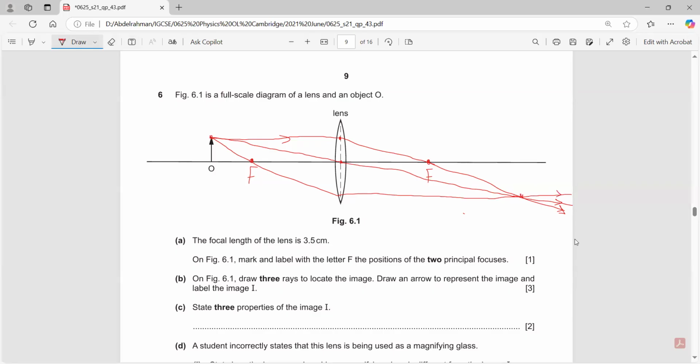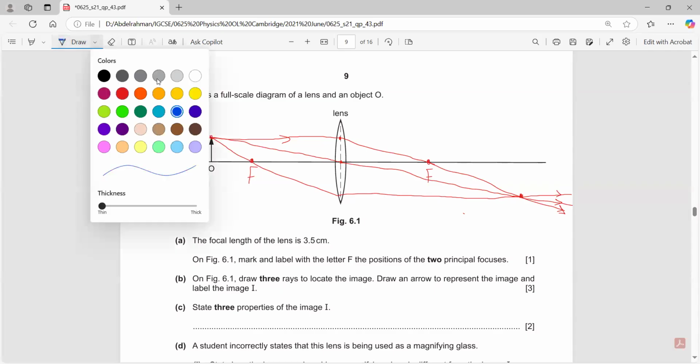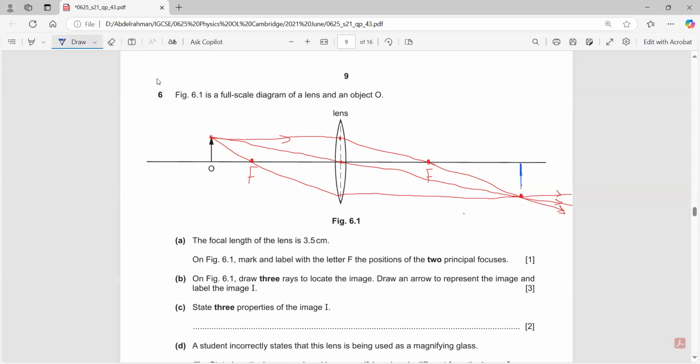So this is the point of intersection. We have to draw the image. How can I draw the image? The image would be an inverted arrow. This would be the image: inverted, real, and in this case, I guess it's larger.